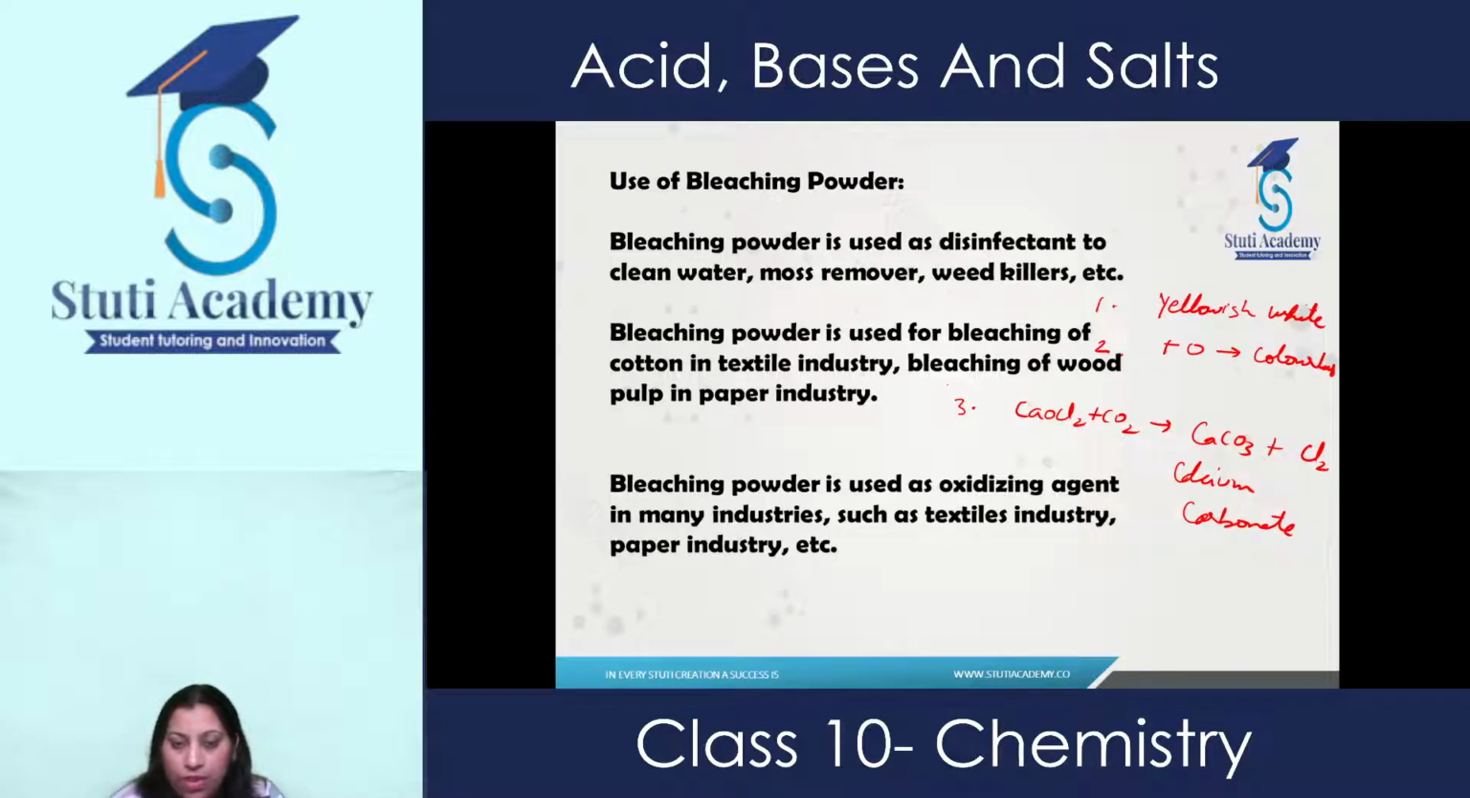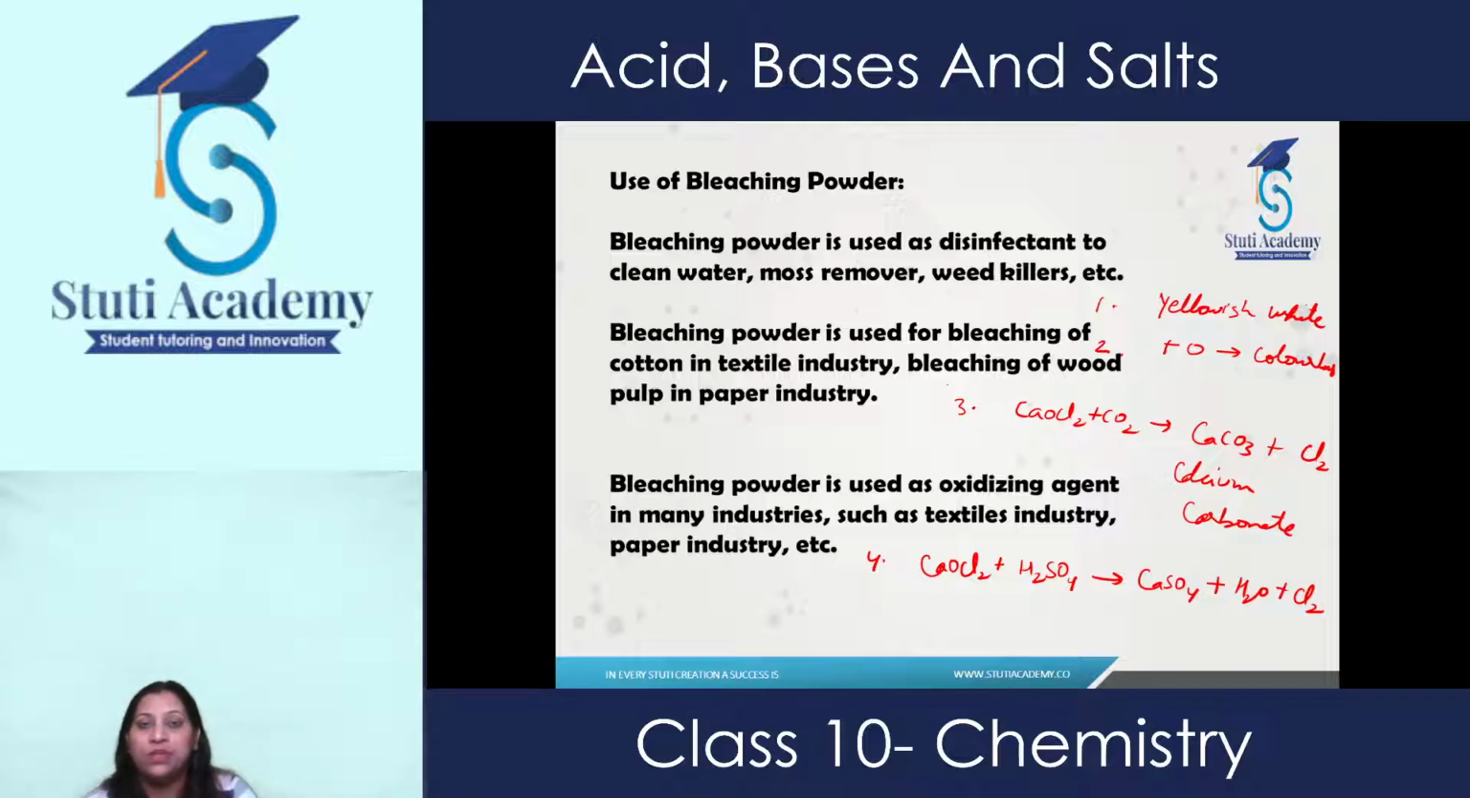Then we have the fourth property, when it reacts with dilute acid, CaOCl2. When it reacts with dilute acid, for example sulfuric acid, it results in the formation of calcium sulfate, water, and chlorine gas is evolved. As you can see, in all these reactions chlorine gas is evolved, and due to the evolution of this chlorine gas, it acts like a bleaching agent. So this chlorine helps in giving a bleaching effect to this bleaching powder.